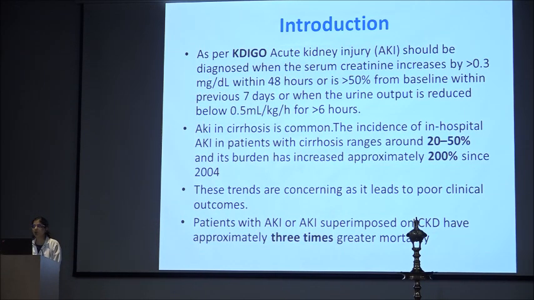AKI in cirrhosis is common. The incidence of in-hospital AKI in patients with cirrhosis ranges from 20 to 50%, and its burden has increased approximately 200% since 2004. These trends are concerning as it leads to poor clinical outcome, and patients with AKI or AKI superimposed on chronic kidney disease have approximately 3 times greater mortality.